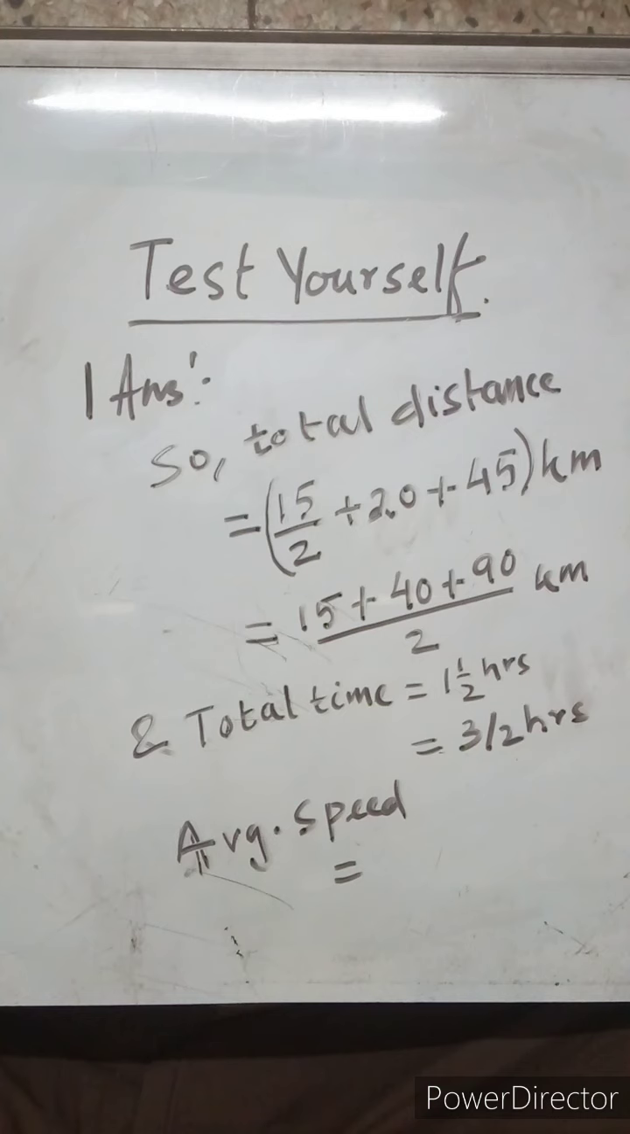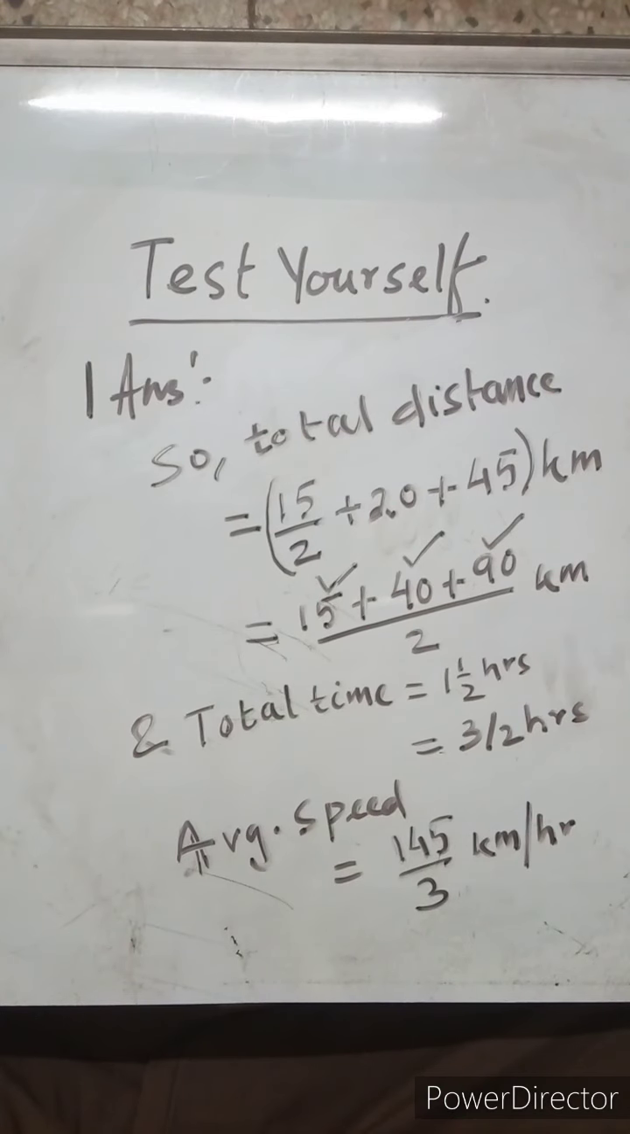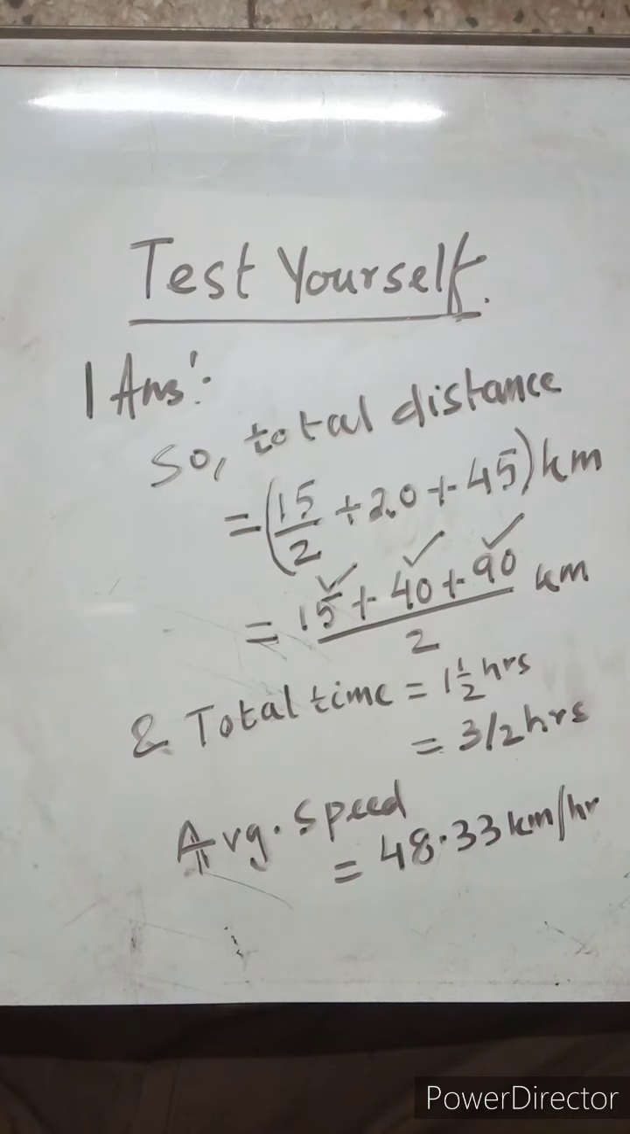So the average speed, as per the formula, is equal to total distance by total time. The total distance here is 15 plus 40 plus 90, which is 145 by 2, divided by 3 by 2. The 2 and 2 get cancelled out, so we are left with 145 by 3 kilometers per hour, or in decimals, 48.33 kilometers per hour up to 2 decimals. That is your answer for the first question.